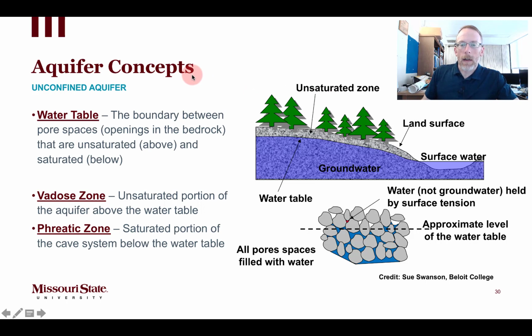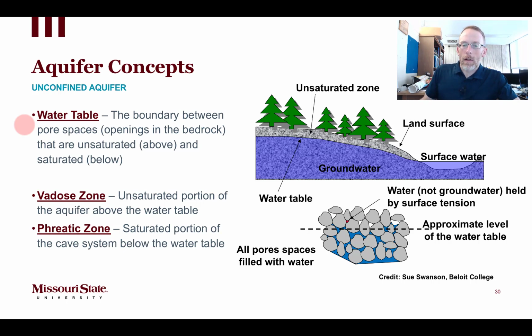We'll revisit a concept that we've talked about quite a bit this semester at different points, including in some of the earlier groundwater lectures. And it's the water table. The water table is the boundary between pore spaces that are unsaturated and saturated. So above the water table, the pore spaces are not completely filled with water. They can have some water in them, but there's also going to be some airspace. And above the water table is a zone where we have infiltration and percolation.